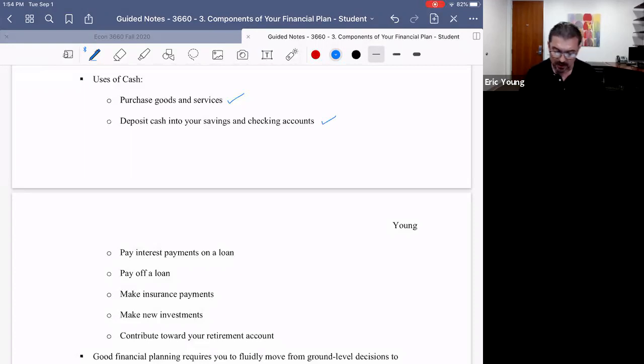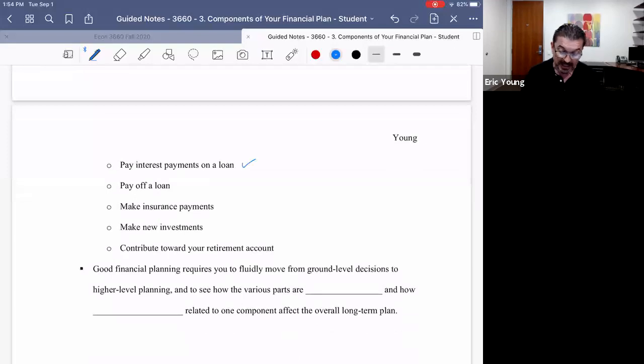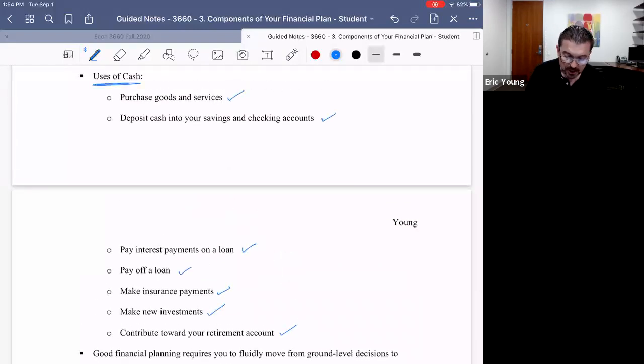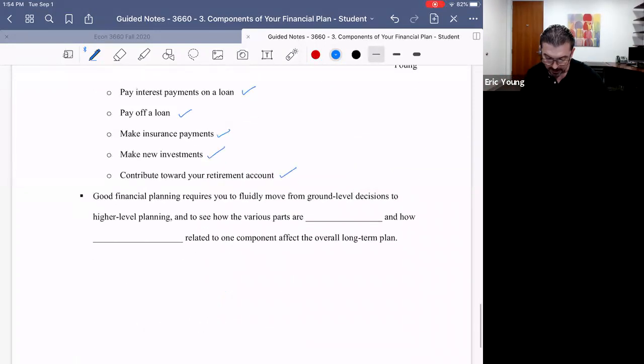So you can put cash into your checking or savings accounts. You can pay interest payments on a loan. You can pay off your loan. You can make insurance payments. You can invest new money in new investment assets to accumulate more wealth. You can put money toward your retirement account so that future you gets to eat steak and not cat food. Again, you have uses of cash, all of which represent cash outflows, all of which are tied to different components of your plan. Cash brings it all together, okay?